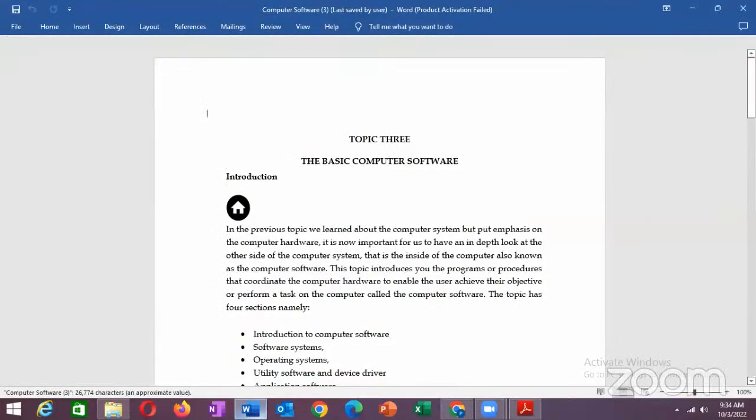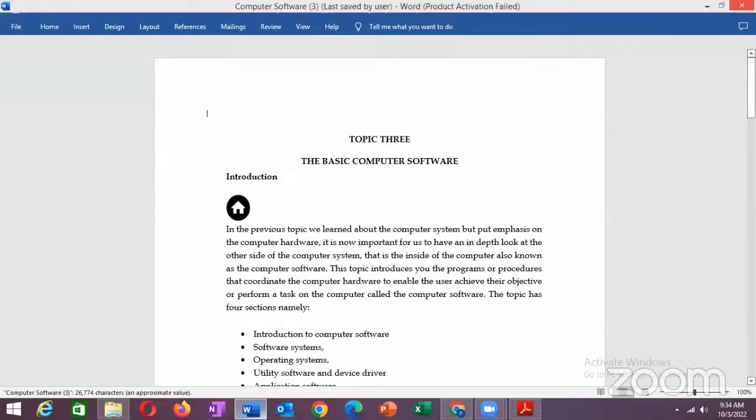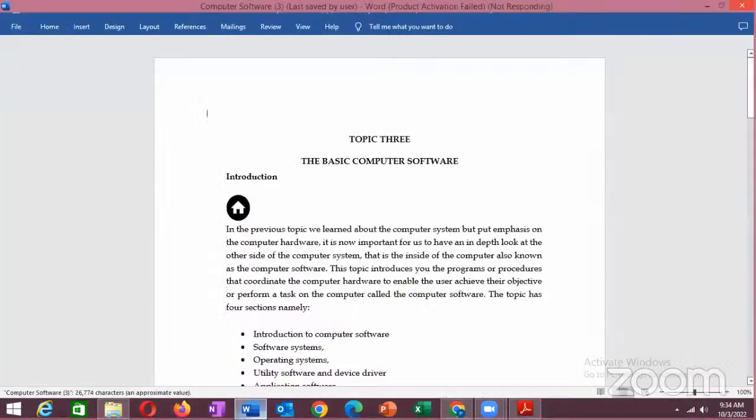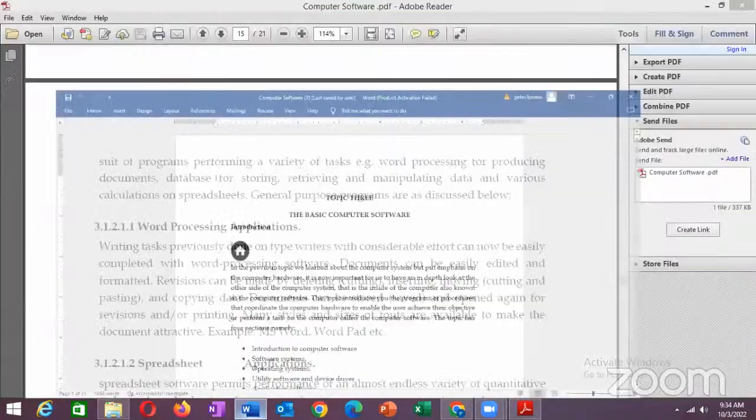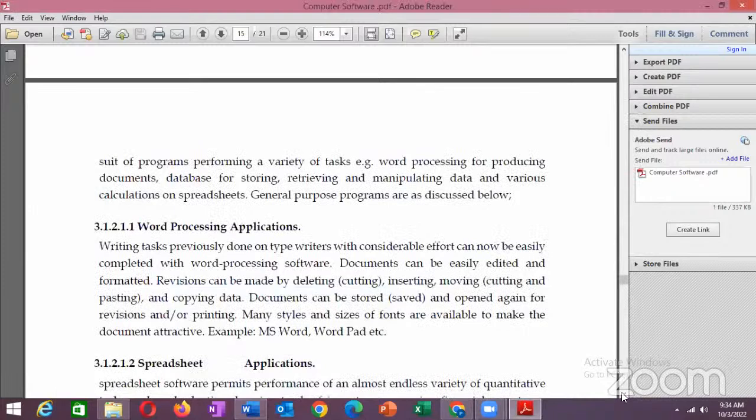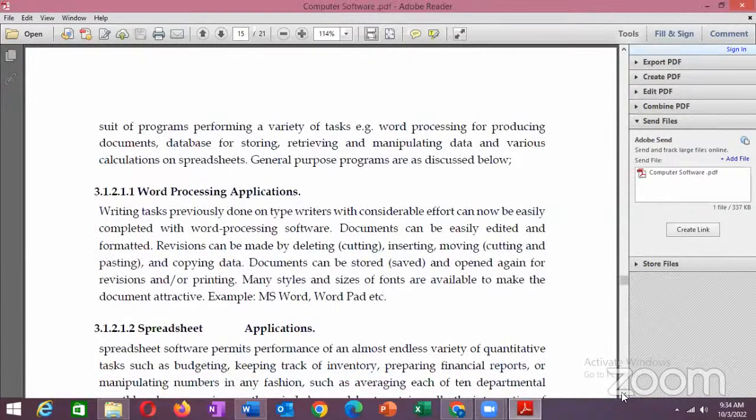That's a Word document, and as it tries to open the other one, this is now MS Word. You can do the file, the home, the insert. It's important for you to know that they exist, and they will really help you in solving a lot of problems. There are many styles and sizes of fonts that are available to make these documents attractive.